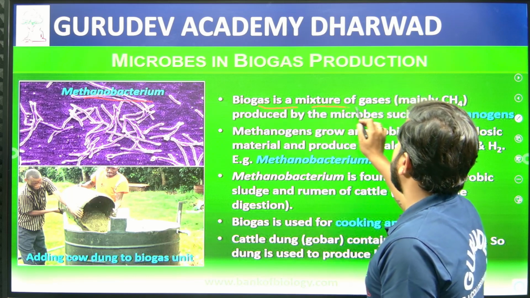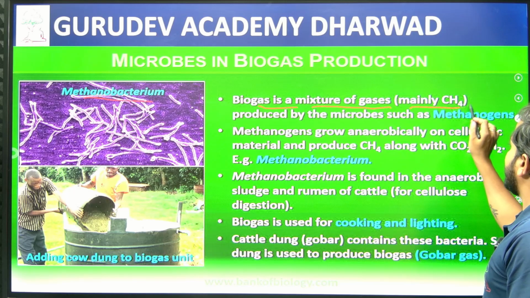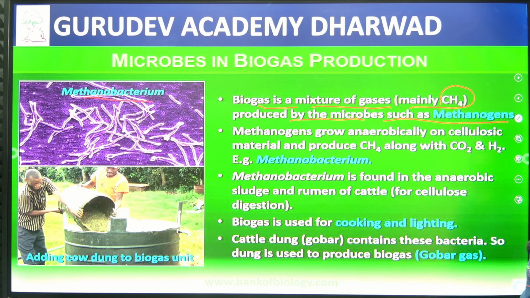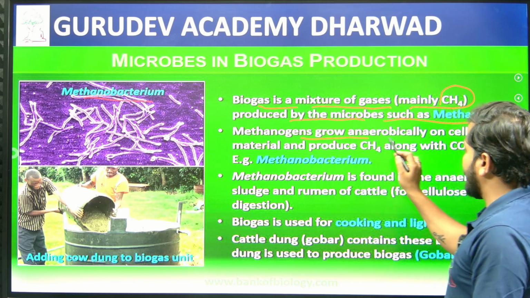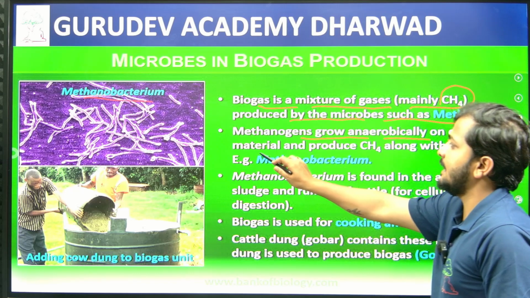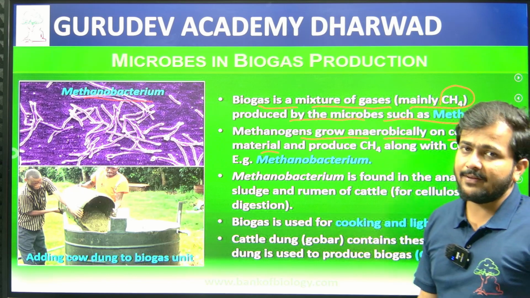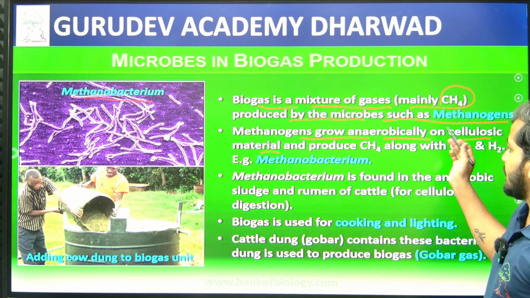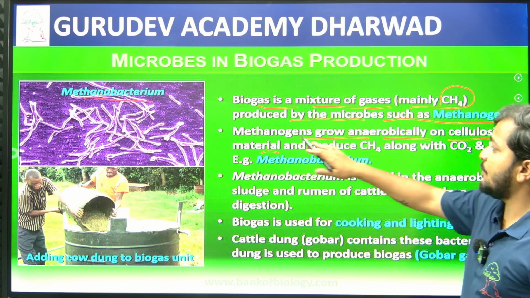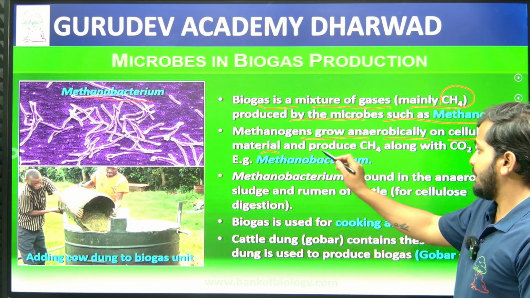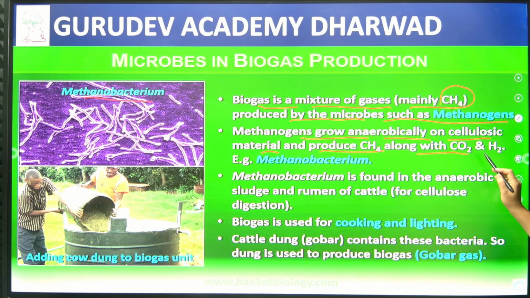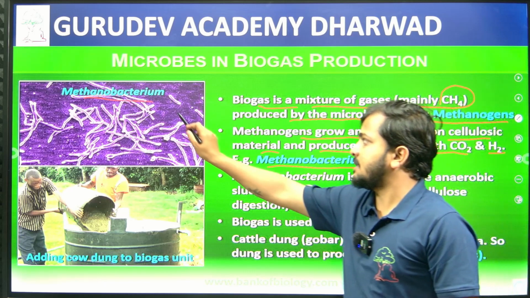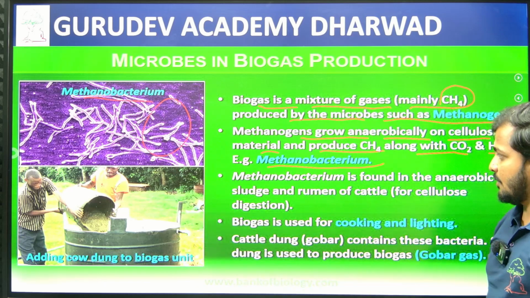Then biogas is a mixture of gases. Mainly it consists of methane, produced by microbes such as methanogens, right? Methanogens grow anaerobically on cellulosic material. Cellulosic material means the leaves or different vegetable waste, onto which methanogens grow anaerobically and produce methane along with carbon dioxide and H2, right? The example given here is Methanobacterium. This is the actual structure of Methanobacterium that you are going to see, right?